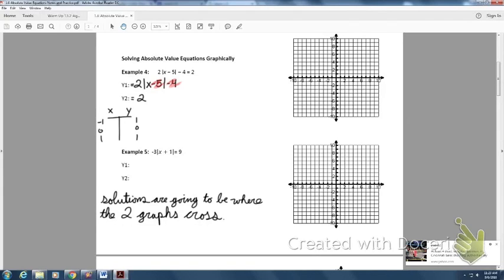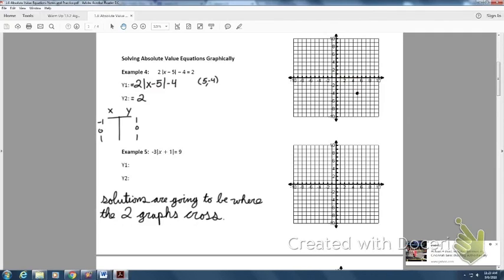Malachi, which direction is that going to move it? Down 4. So if you start from the origin, which is where the vertex of the parent function starts, you go right 5, down 4. That's where your vertex is going to be. A lot of times, if you check your notes on the key, next to a lot of these, you'll have the vertex written. So 5, negative 4. There's my vertex.